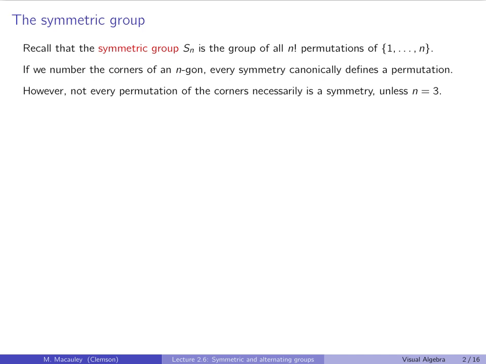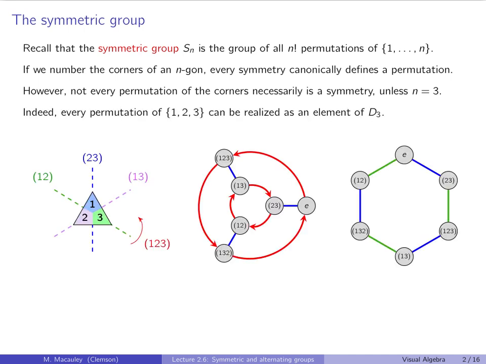If we number the corners of an n-gon, every symmetry canonically defines a permutation. However, not every permutation of the corners necessarily is a symmetry, unless n equals 3. Indeed, every permutation of the numbers 1, 2, and 3 can be realized as an element of D3. For example, we can permute the corners of a triangle however we want, with either a rotation or a reflection.